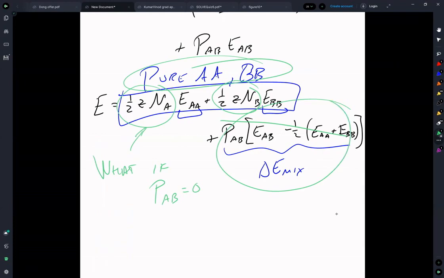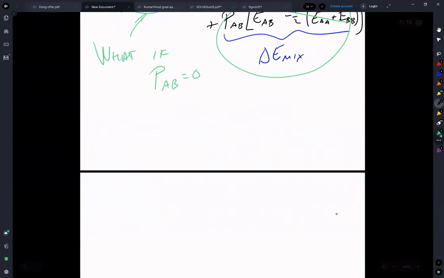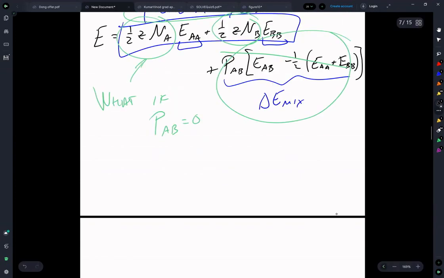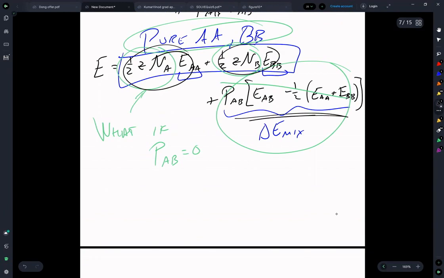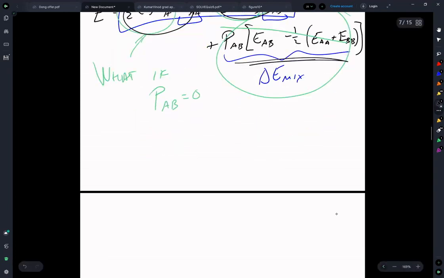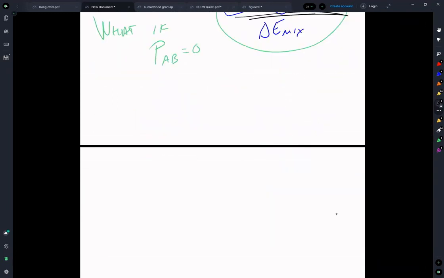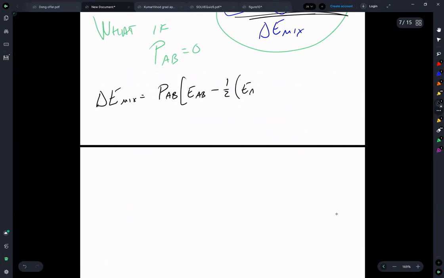So this is just the same as what we had when we had our Gibbs free energies of mixing. We would have the Gibbs free energy in which we had put the A constituents and the B constituents in, and then we had some enthalpy of mixing. And that is delta E mix is equal to PAB times (EAB minus 1/2 (EAA plus EBB)).